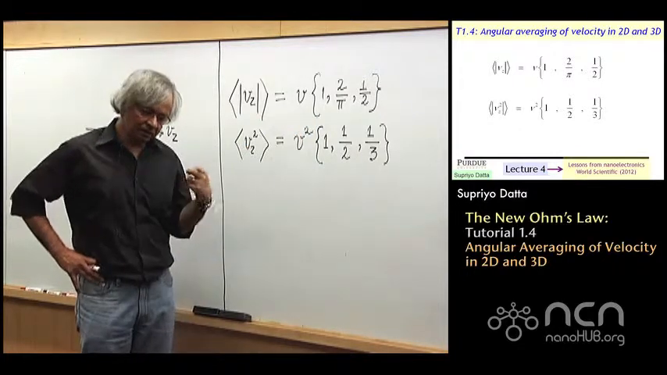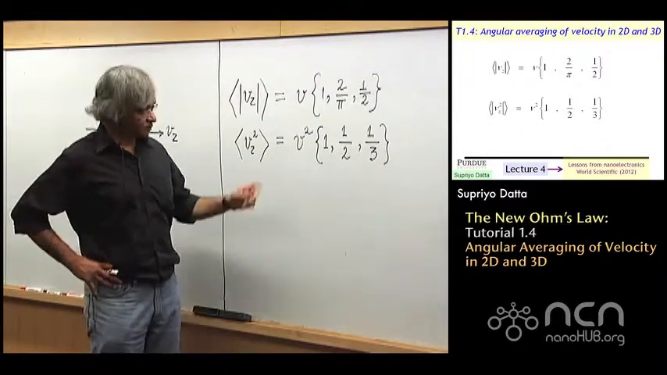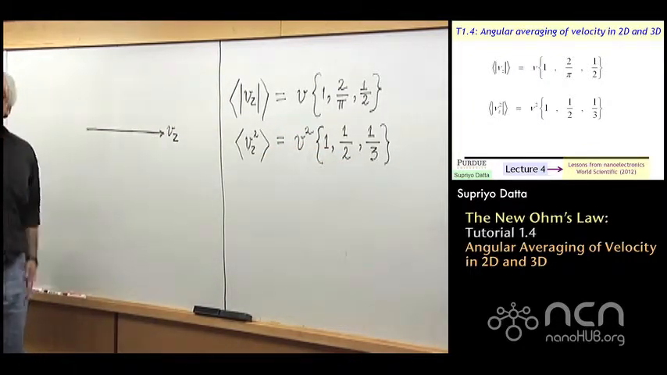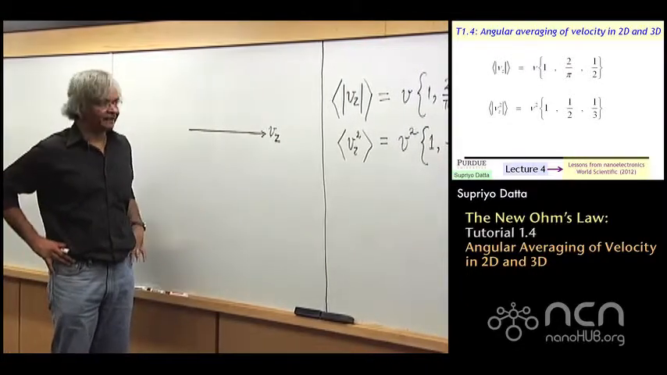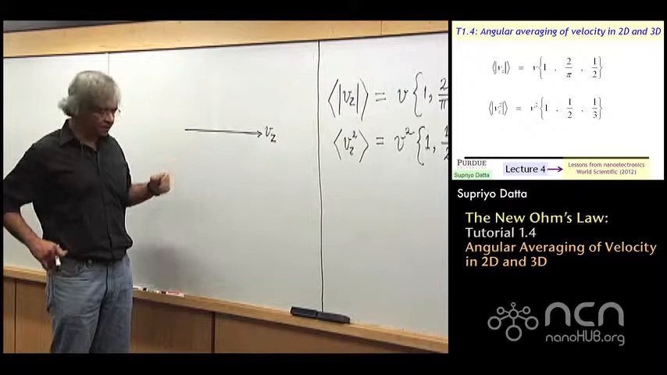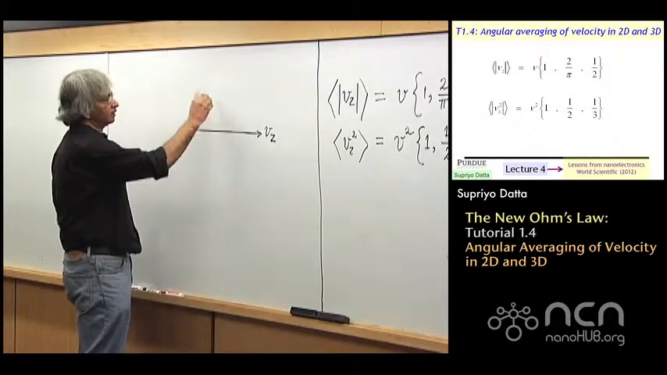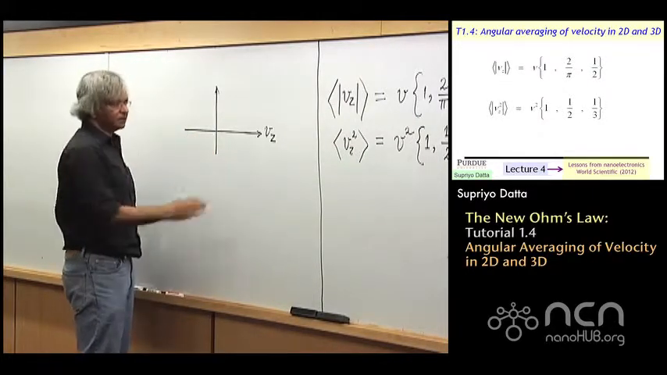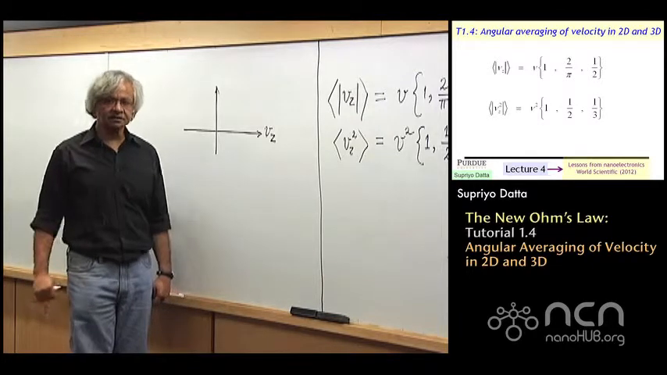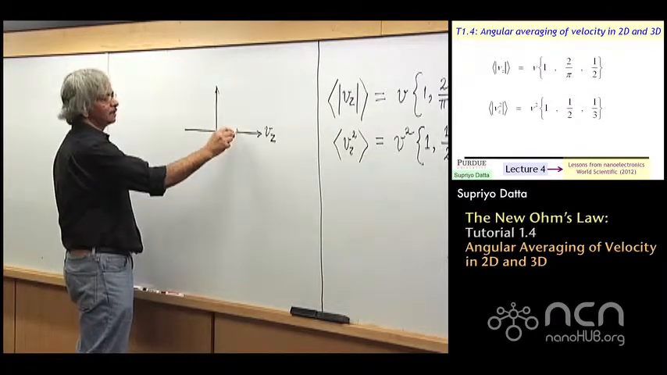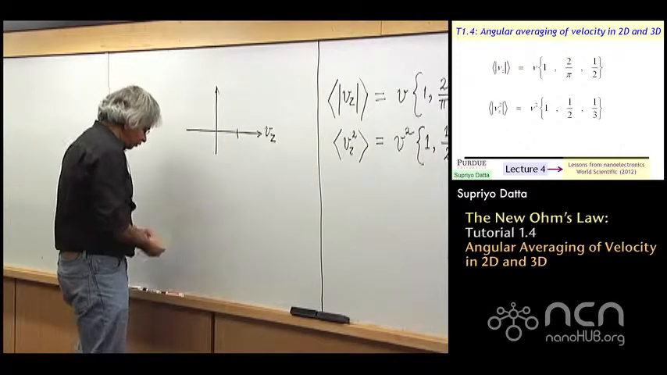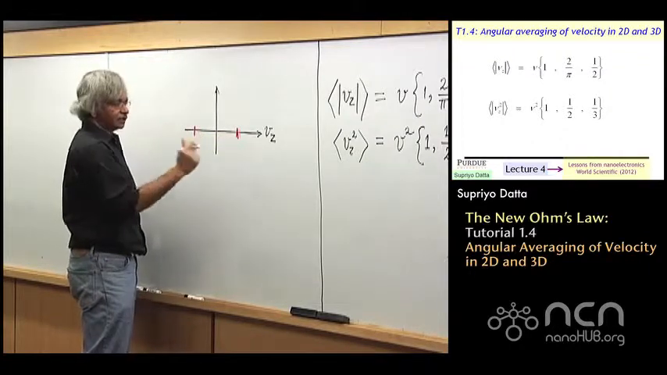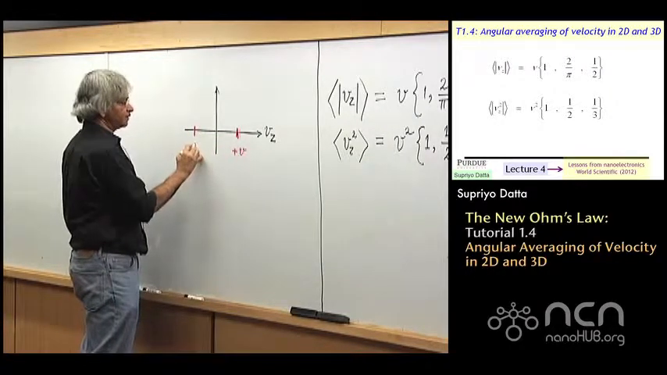This involves a little bit of calculus, especially the 3D. Now the 1D result is fairly straightforward. That is, looking at the average value of Vz in a 1D conductor with electrons having a specific energy, which means the magnitude of the velocity is fixed. So the only two possibilities are either plus V or minus V. Those are the only two possibilities for a fixed energy.